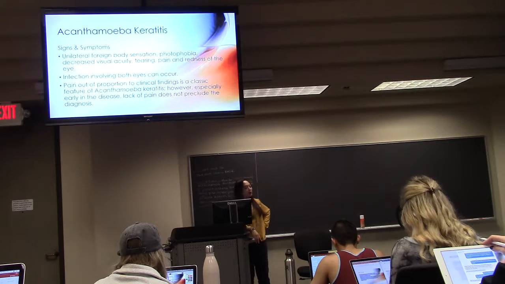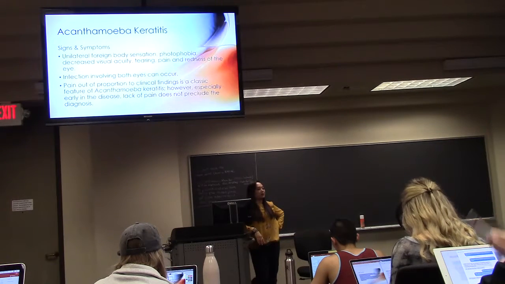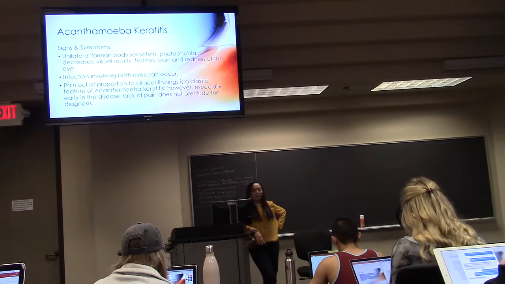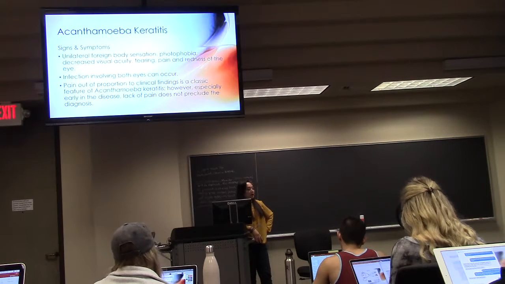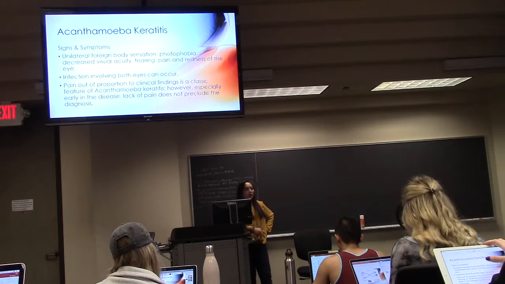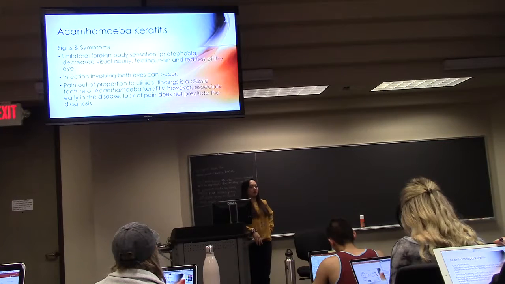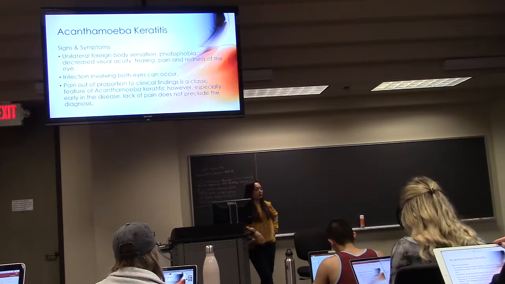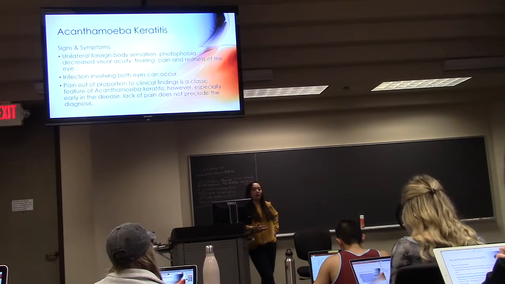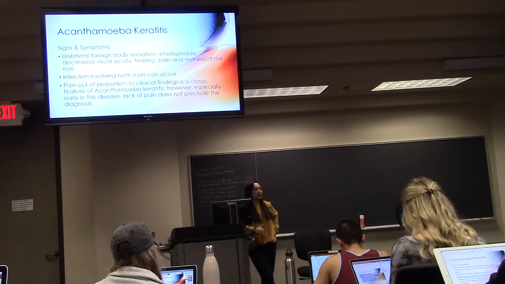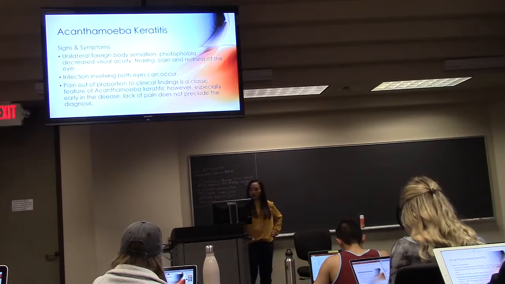So signs and symptoms. What's hard about this is it can present like someone who has conjunctivitis. They will have unilateral foreign body sensation, tearing of the eye, maybe some photophobia, decreased visual acuity, pain, and redness. So it can sound like a regular old eye infection. Usually it's unilateral, but it can affect both eyes. What you're looking for is pain out of proportion to the clinical findings, a classic feature of acanthamoeba keratitis. However, especially early in the disease, you can sometimes have lack of pain. These people can show up without a lot of pain, but as the disease progresses, they'll have more acute, severe pain.